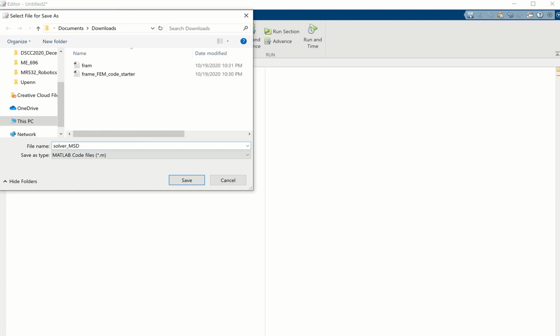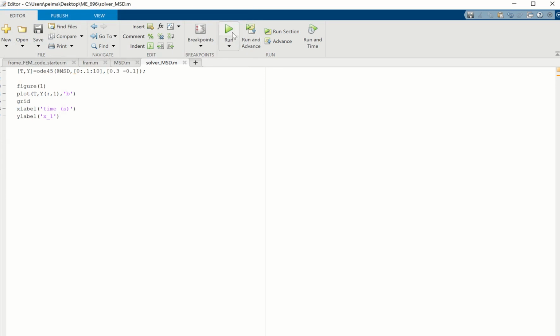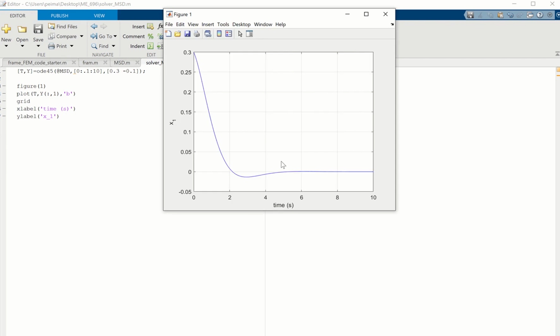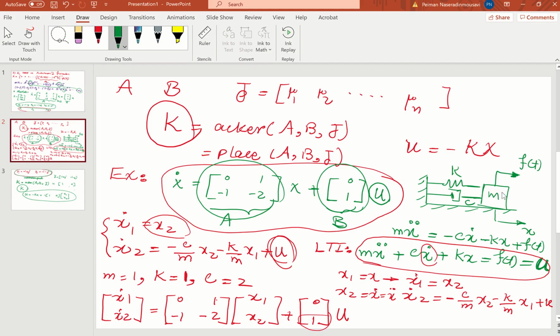Let me first run it, and save it as the solver of MSD in ME696. Let me debug it first. Yeah, it's running. It says when you're starting from this initial condition of 0.3, this mass spring and damper, look at here, guys, let me show it physically. I stretch it to 0.3 meters, then I'm going to design a controller that, in an underdamped fashion, returns it to 0 and 0.